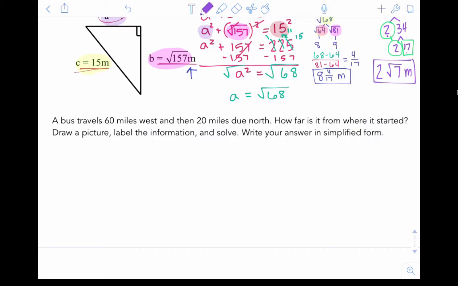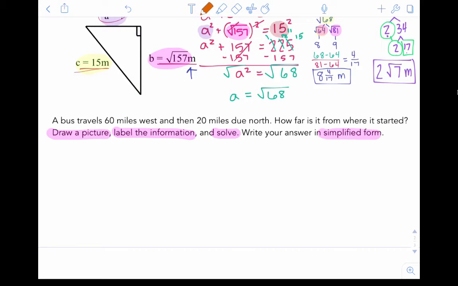A bus travels 60 miles west and then 20 miles north. How far is it from where it started? So what you're going to do is you're going to draw a picture, label it, and then solve. All I want is your answer in simplified form. So you're not going to estimate. You won't do that. You just simplify it. So the first thing you need to do is draw a picture.